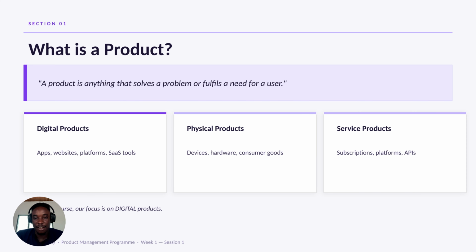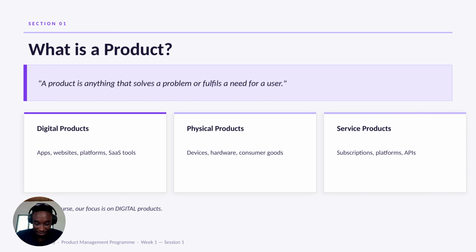Then we move on to digital products. These are apps, websites, platforms, SaaS tools. Spotify is an example. Google Maps is a digital product. Even that app you downloaded once and used 3 times is also a digital product. Someone actually built that. A product manager made decisions about it, interesting decisions, questionable ones too, of course. That is why you used it 3 times and didn't use it again.